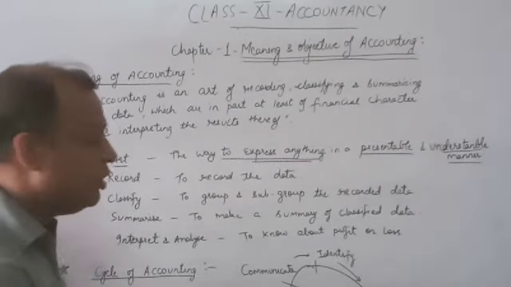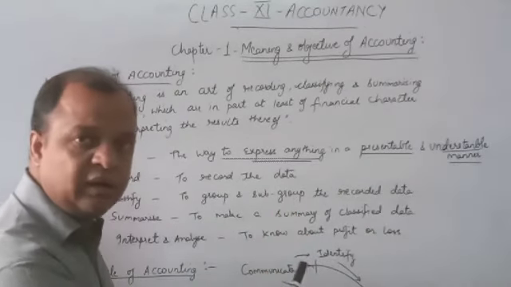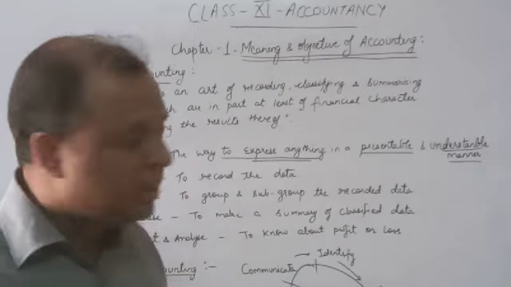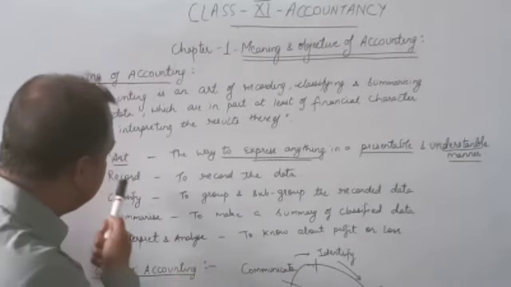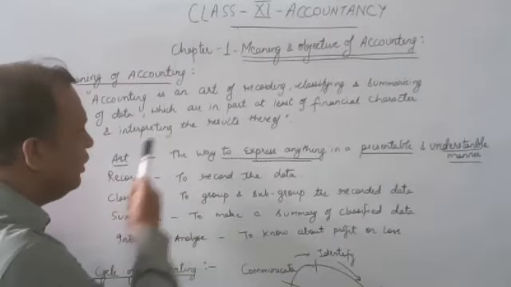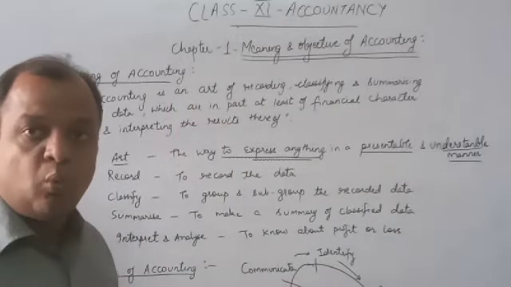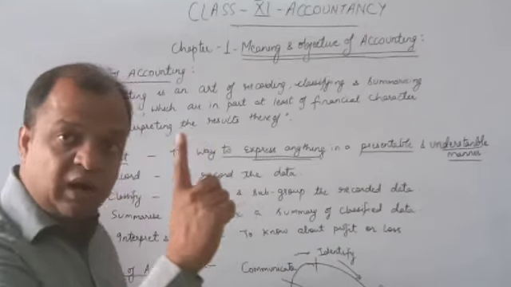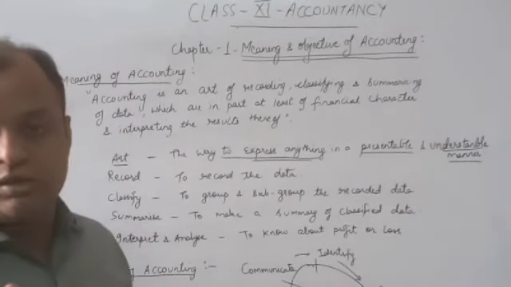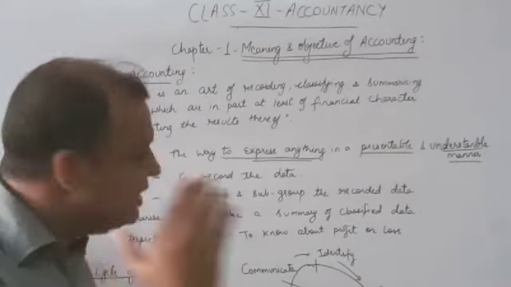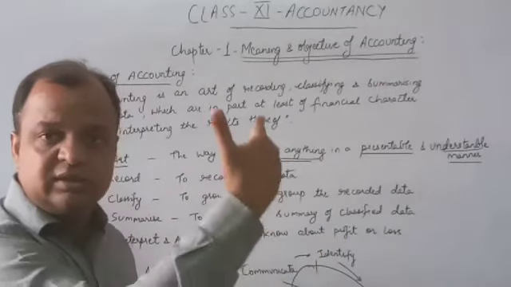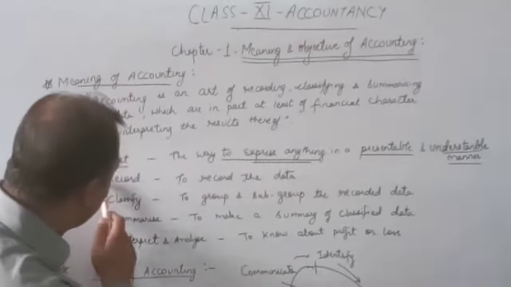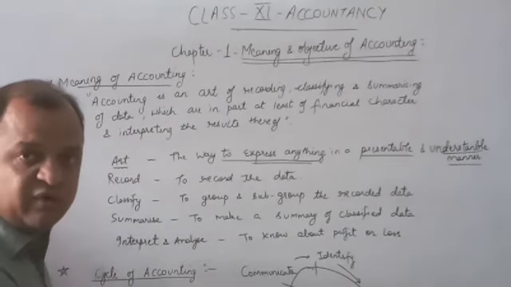Art to record. Record means to record some data. Data means any number, any value, any figure, and that figure which is being recorded is said as recording of data. Why do we record? We record the data to know our prime objective, that is profit and loss. But these are being done in a certain sequence. And the sequence of doing is record, then classify.